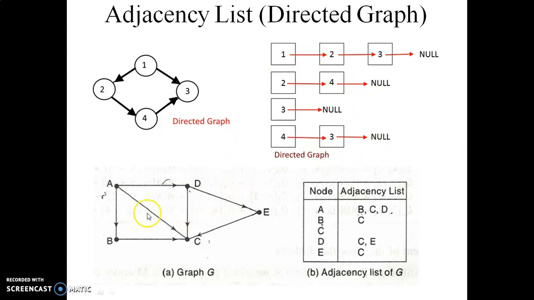So this is another example I consider. This is a directed graph and its node list and the adjacency list. Now if you see here, for node A, B, C and D are the adjacent nodes of A. So we write B, C and D as the adjacency list for the node A. Similarly, if you consider E, there is only one adjacent node or adjacent vertex, that is C. So we write C as the adjacency list.